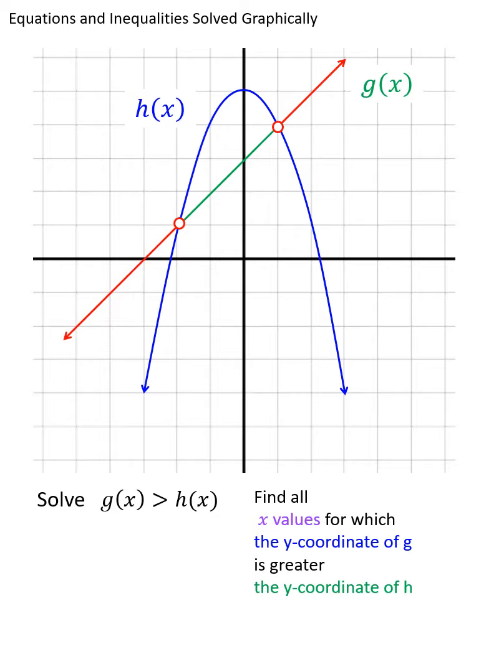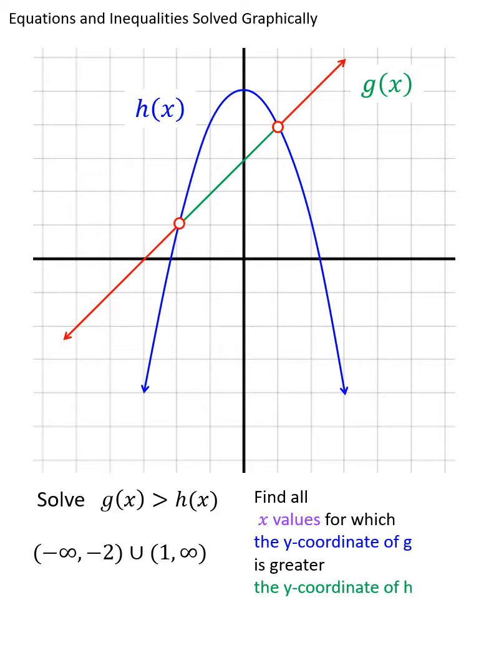Notice I've excluded -2 and +1 by using open circles there, because at -2 and at 1, g isn't greater than h, it's equal to h. But anywhere any of the points in the red zones has a y-coordinate for g that's greater than the y-coordinate of h. Another way to think of that is g is above h in those two regions. Remember, I'm solving for x. So now that I've identified in red all the points where g is greater than h, I need to list the x-coordinates of those points.